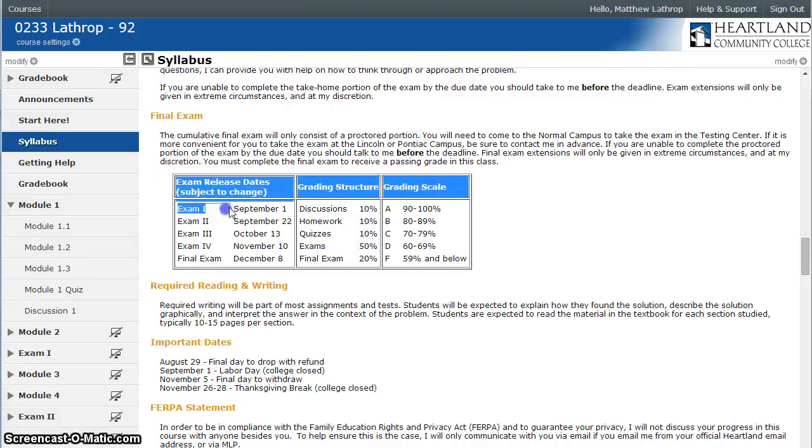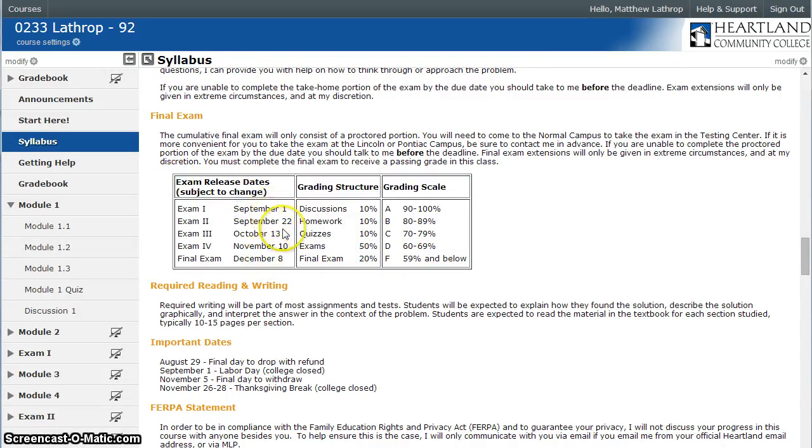Exam release dates are provided for you here. So each of those exams is released on a Monday, and then will be due the following Monday. So just like our modules go from Monday to Monday, exams will run from a Monday to Monday. So you'll have any time within that window to complete those two parts of the tests.